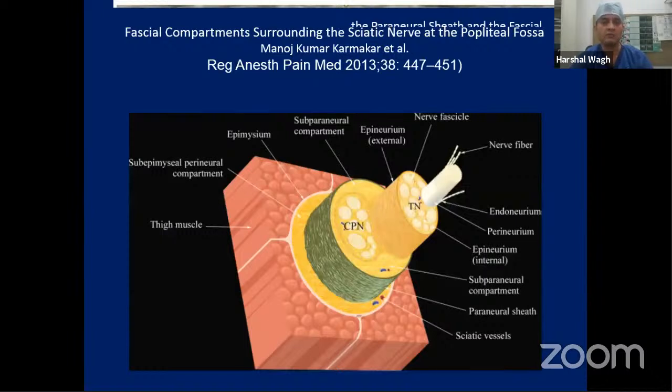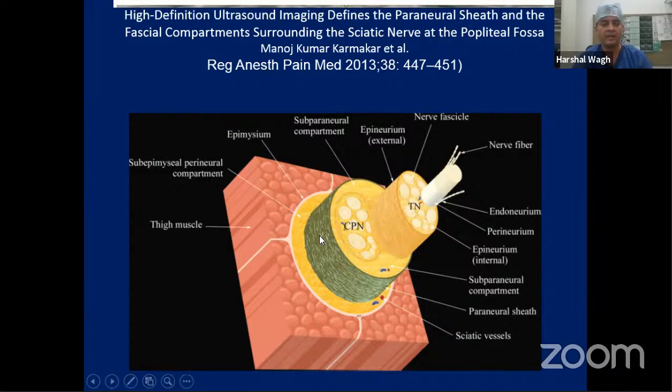Now, this is again from 2003 by the same group, Dr. Manoj Karmakar and colleagues. I think they have renamed the structures that surround the nerve, because before that they were a bit confusing in terms of epineural, perineural, and paraneural. The gist of what they talk about in this picture is that the common peroneal nerve and the tibial nerve each have a covering of their own, which is an external epineurium.